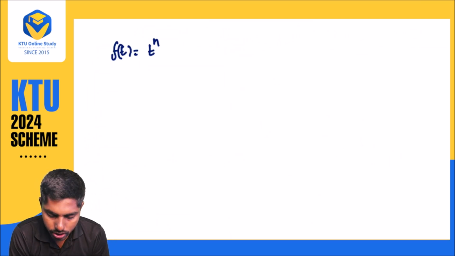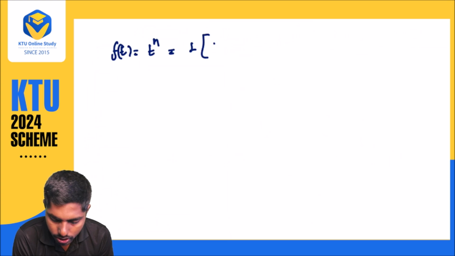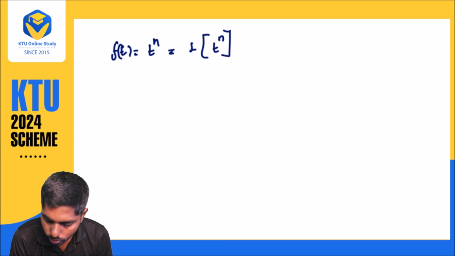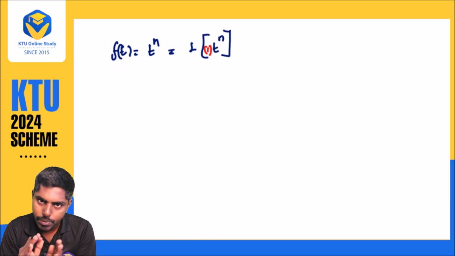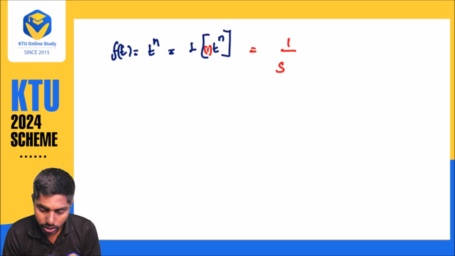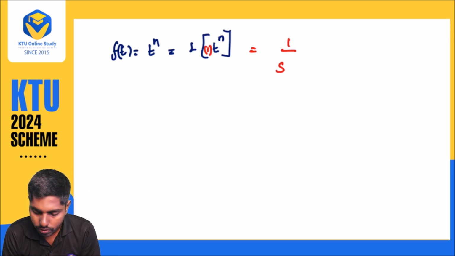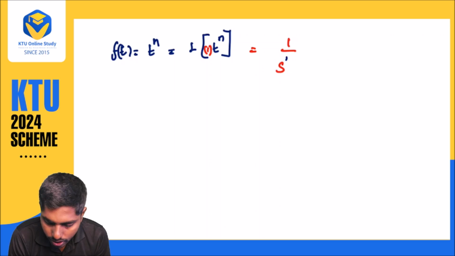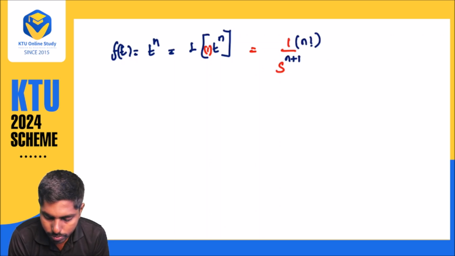t power n means what? This is nothing but Laplace of t power n. Here, just consider that 1 is there. Laplace of 1, what we know? Laplace of 1 is 1 divided by s. We know that. So for t power n, here n plus 1 will be coming, and here n factorial will be coming. That is n factorial divided by s power n plus 1.